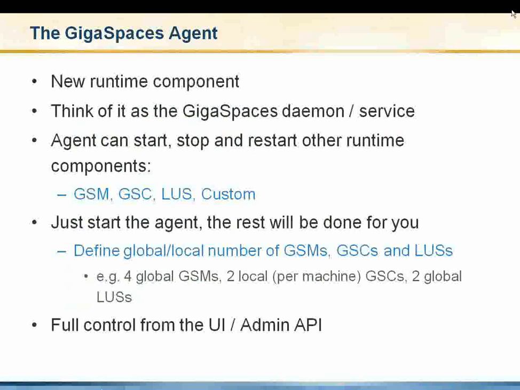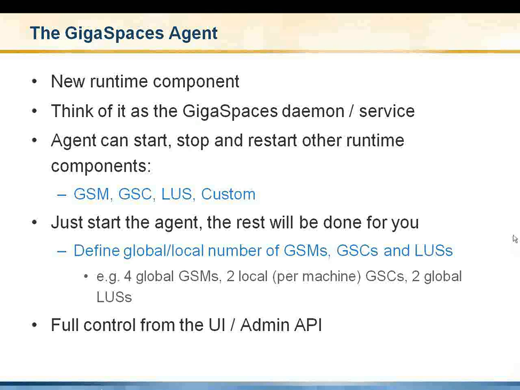Okay, the next thing that we're going to talk about is a new runtime component in GigaSpaces, which we call the GigaSpaces agent. To remind you, one of the themes of 7.0 was better administration and monitoring capabilities of the system. One of the things that we found out is that there are several processes that the user needs to start up in order to run the system. For example, the GSM, which is the GigaSpaces manager, and the GSCs, which are the containers that run one or more processing units, and our global lookup services.